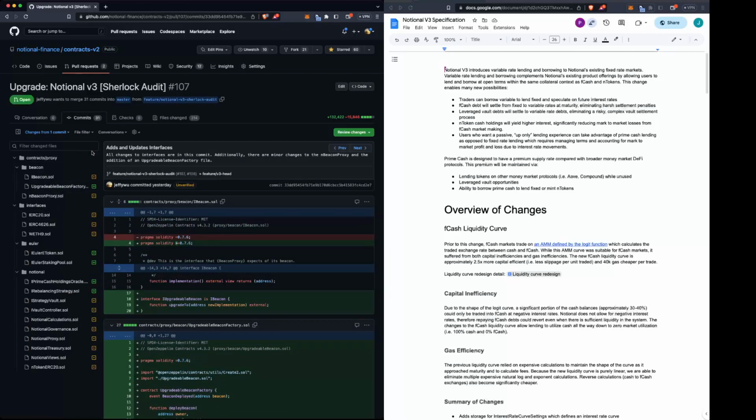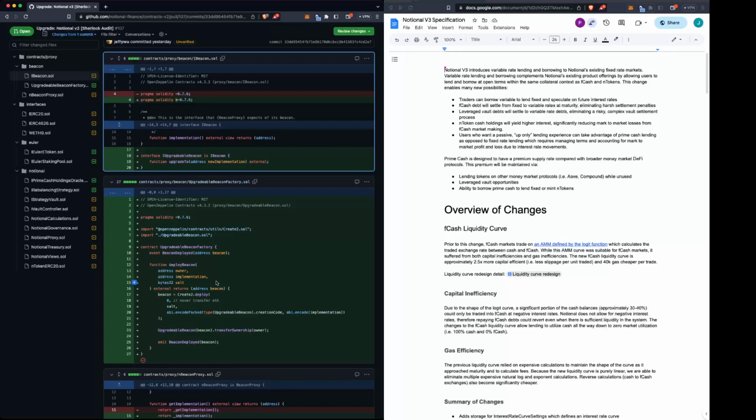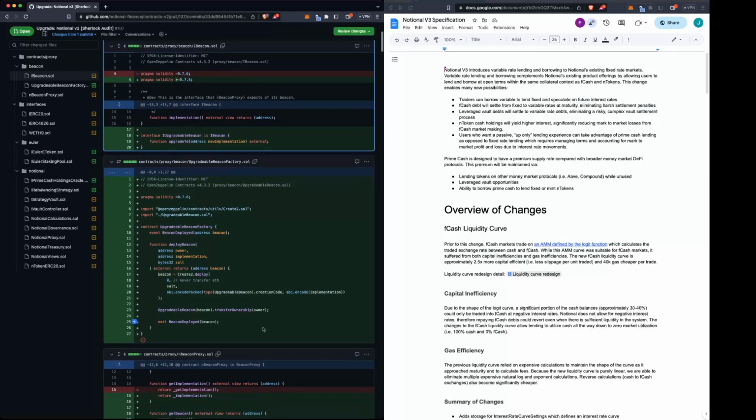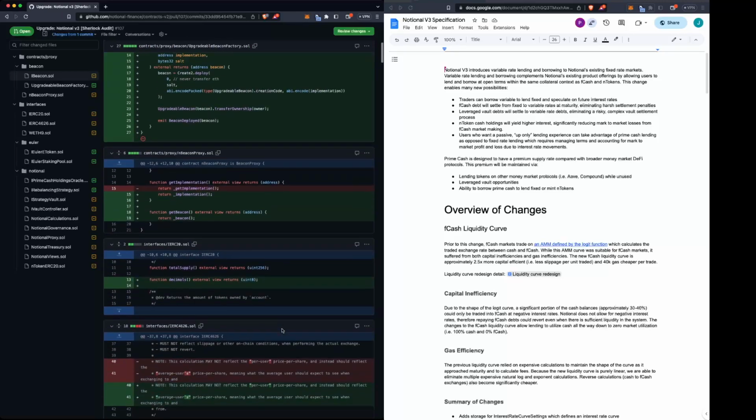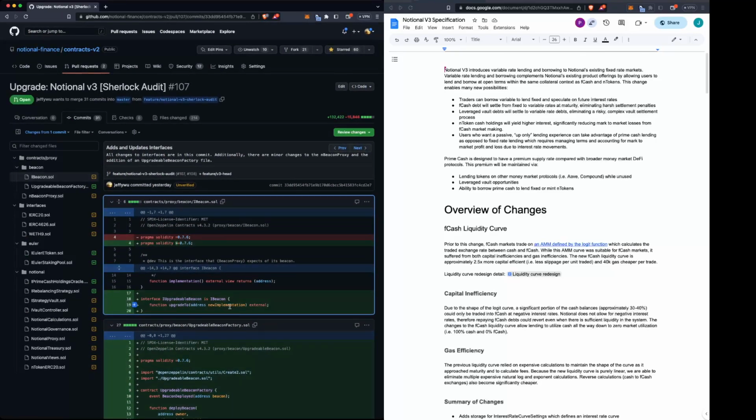This third commit is the different updates to interfaces and other changes. So these are really non-functional changes. One thing to point out is there's some minor updates to the beacon contracts and a beacon factory added here. These are really just for convenience. This is not really part of the scope of the audit, but it's here as a change to the code base.